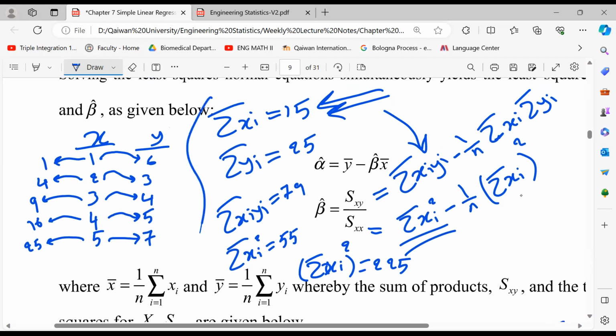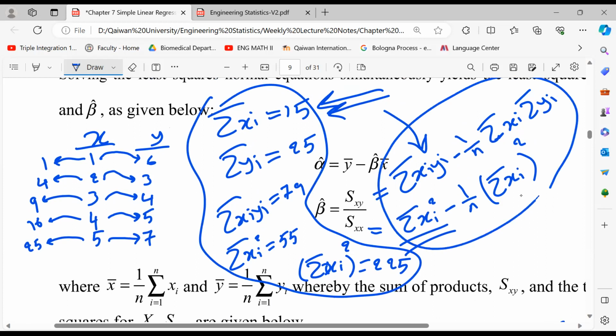Now plug these all into here, dividing this by that, and you get the value of beta hat. It may take time, but it's really easy how to find it. It's only calculating these numbers.